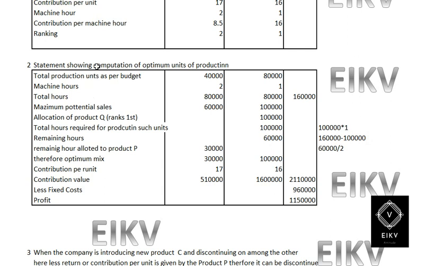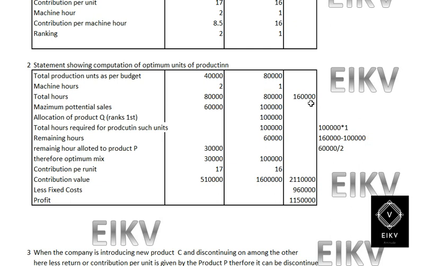Going towards the next part of the solution, the statement showing computation of optimum product mix production. Total production is as budgeted: 40,000 and 80,000 units. When we multiply it with machine hours, we get total hours, which is 80,000 and 80,000, that is 1,60,000. So we have 1,60,000 hours.